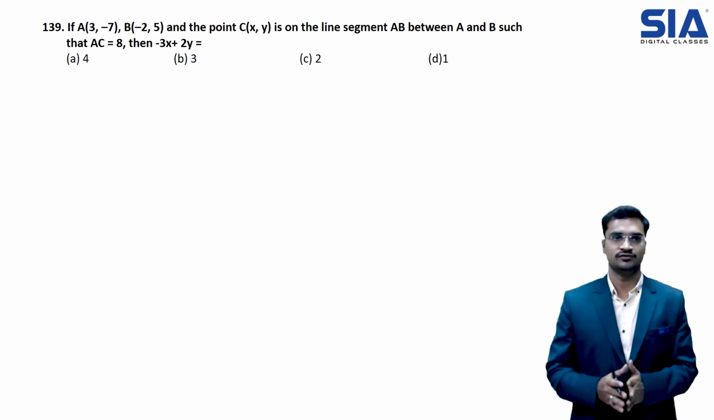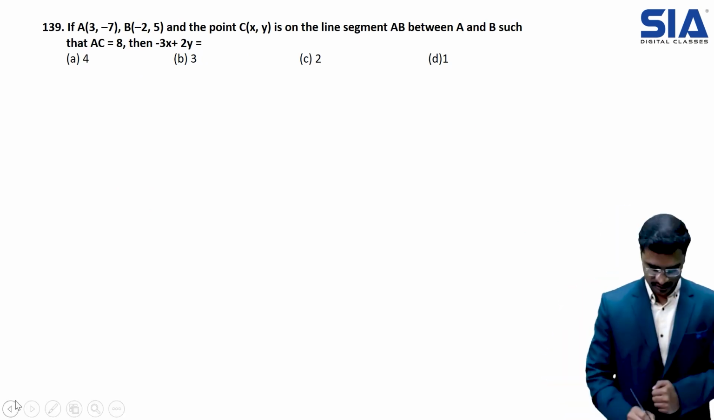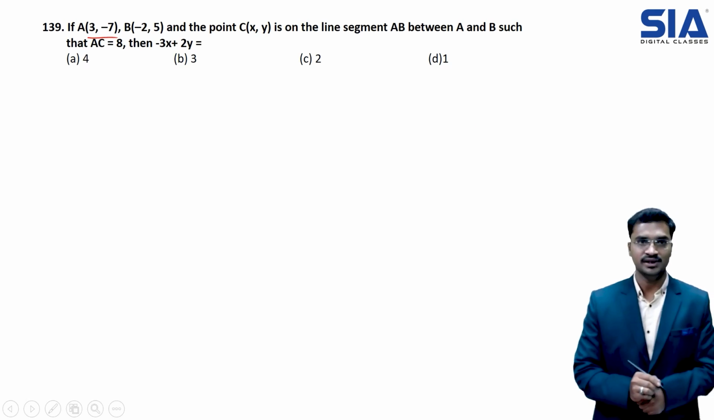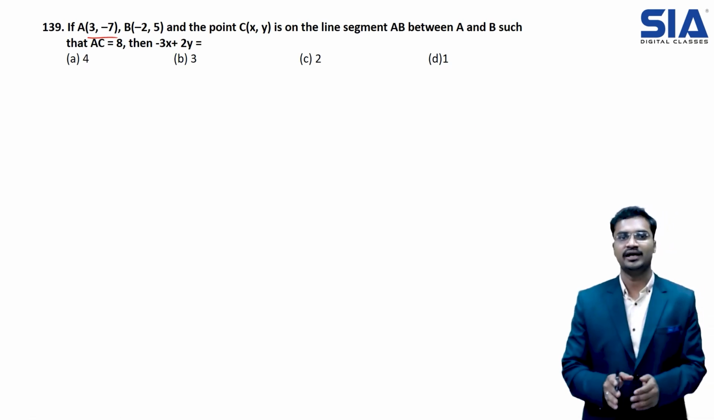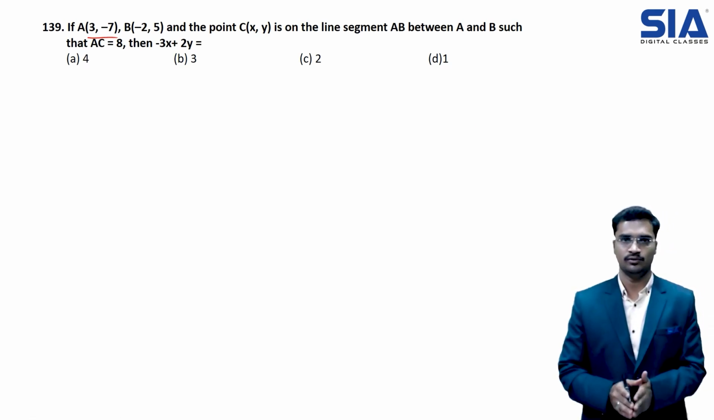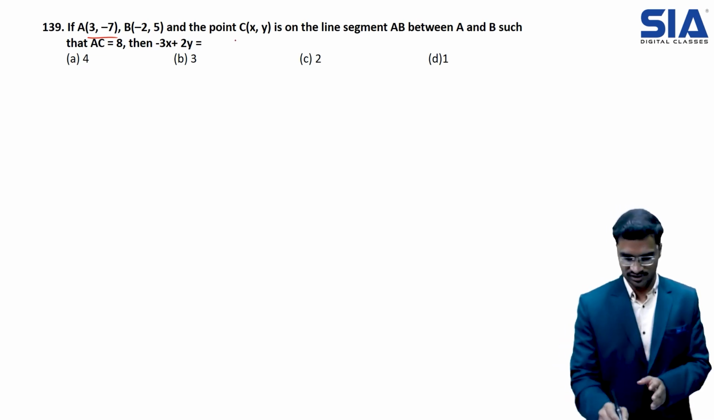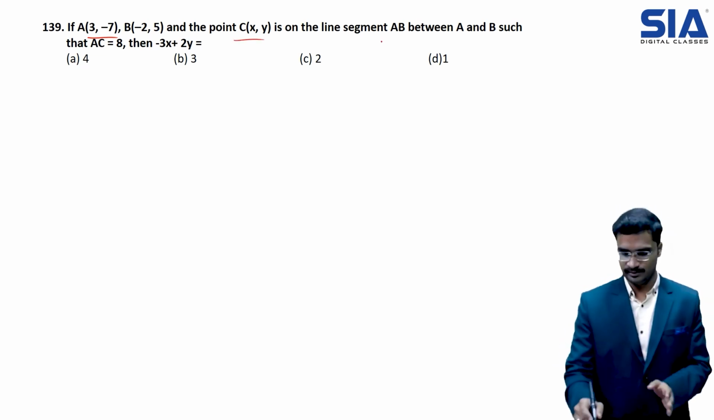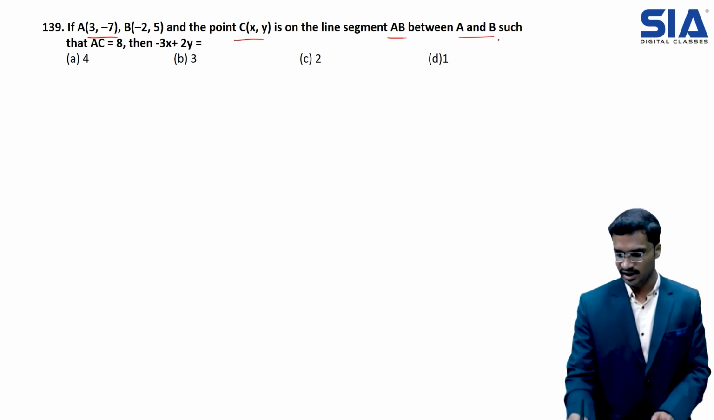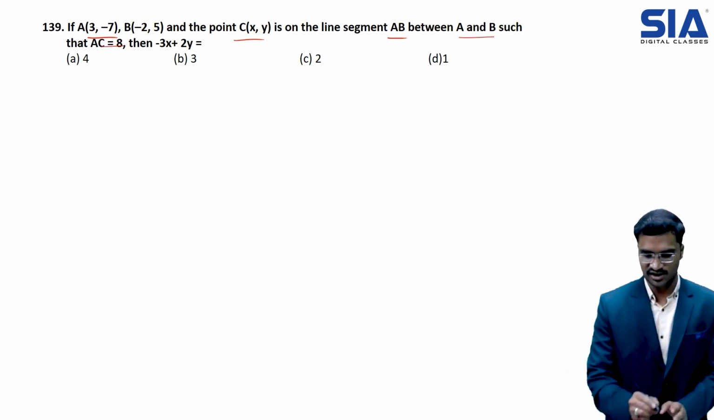Now coming to our next question, which is the 139th question. Point A is given as minus 3 comma 7, point B is given as minus 2 comma 5, and the point C is given as x comma y. C is a point on the line segment AB, such that the length of AC is given as 8.